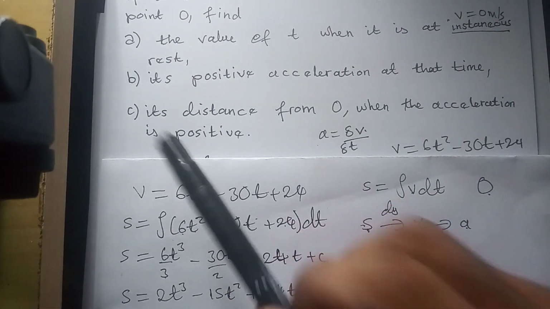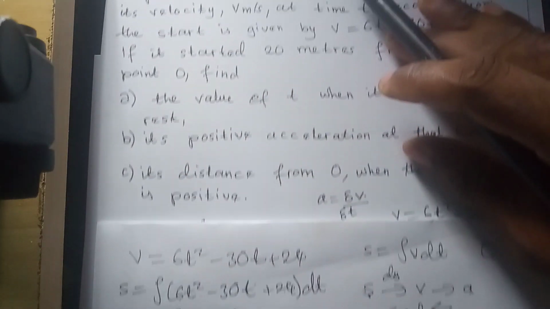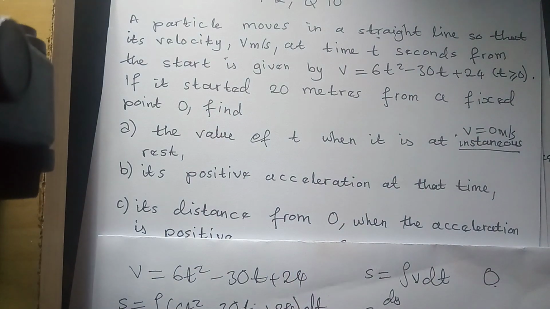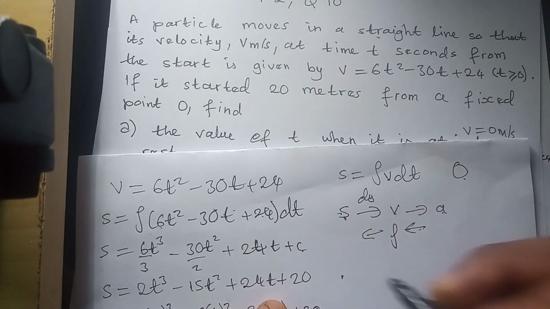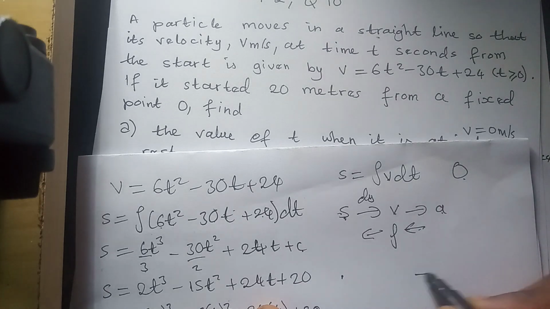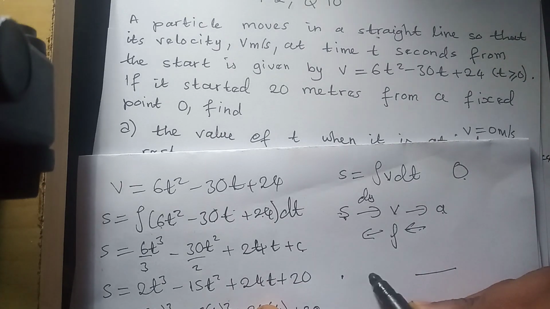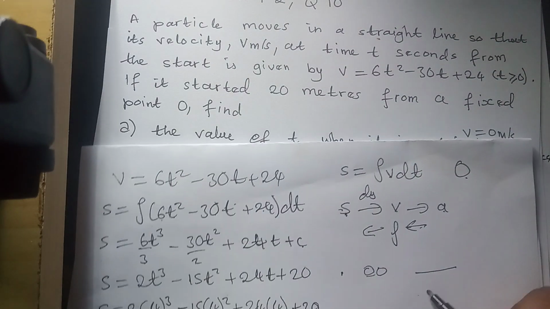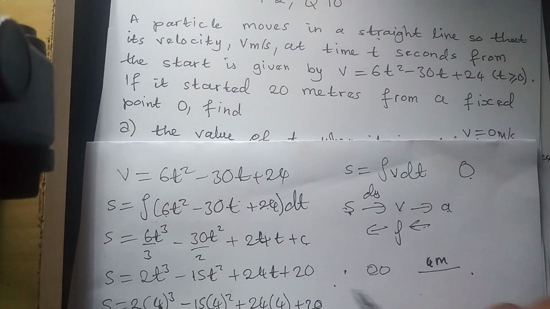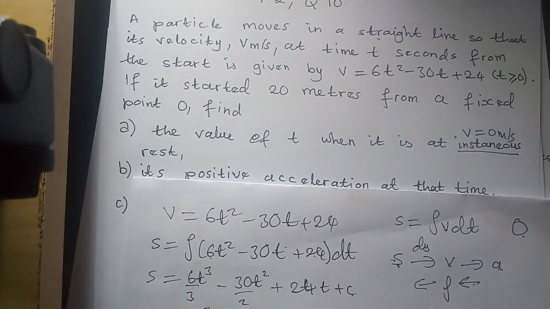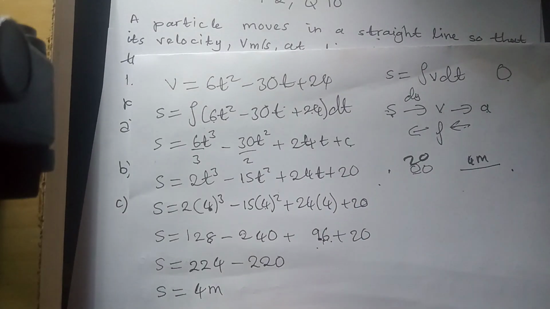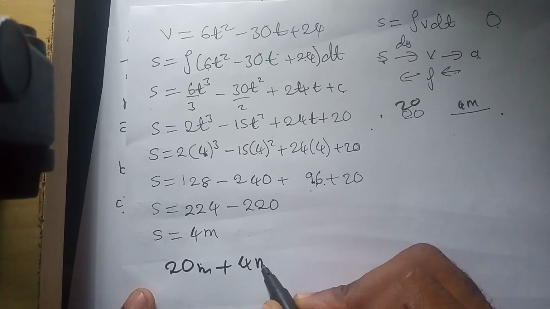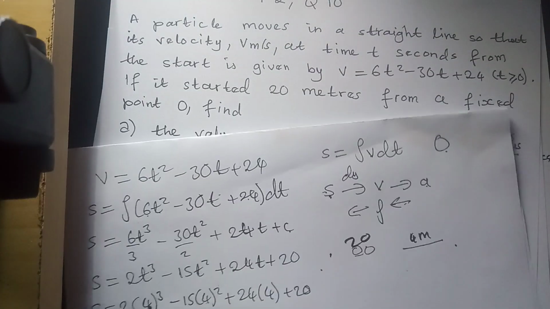But then the question is saying its distance from O when the acceleration is positive. So the distance from O, remember that this particle started like 20 meters away from O. If this is O, then the object started like from here. So we already have some 20 meters gap there. So in order for you to find the distance from here to there, you can simply say 20 meters plus 4 meters, which is 24.